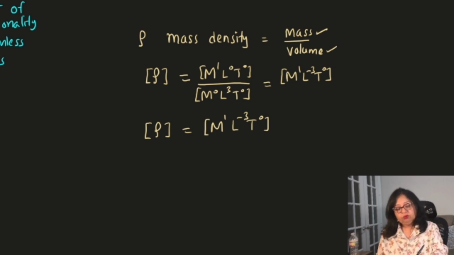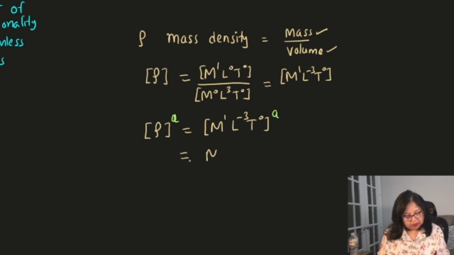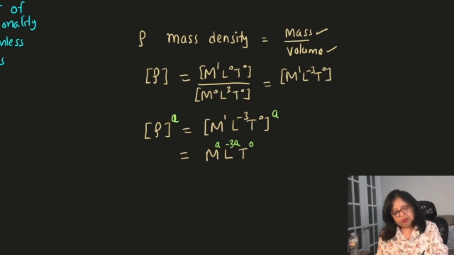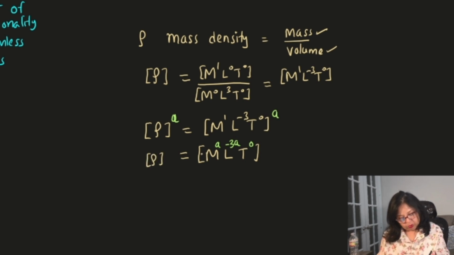However, we are asked to find the dimensional formula for not just rho, but rho to the power a. So I'm going to put this dimensional formula on the right hand side with the whole thing to the power a. Bringing the a inside the parentheses gives you M to the power a, L to the power minus 3a, and T's power is still 0 because anything multiplied by 0 is still 0. That is rho to the power a.